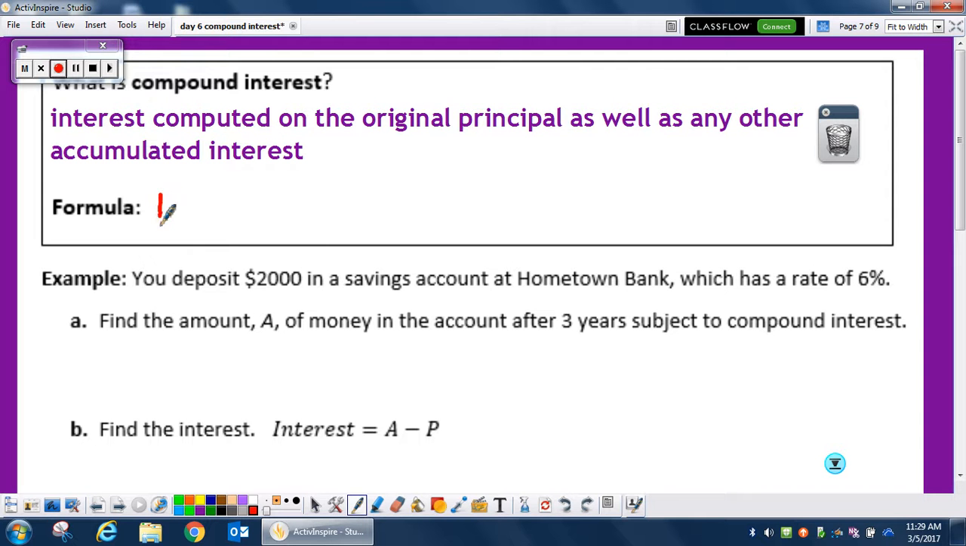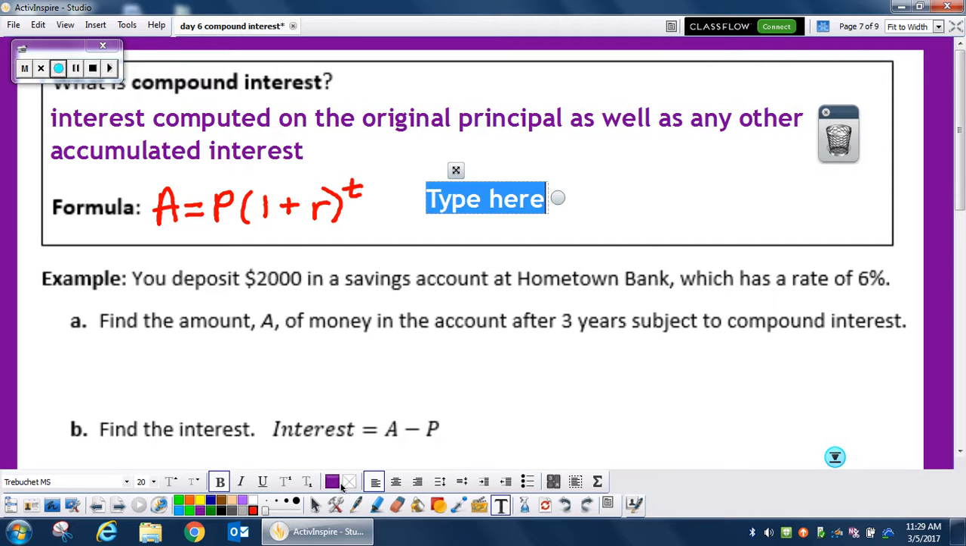So that would be A equals P, which is your principal, times 1 plus R, that's your rate as a decimal, and then that's to the T power, so T is in years. And I would really make a note that this is once a year. Okay, so there's going to be a different formula when it's more than once a year. So again, once a year.